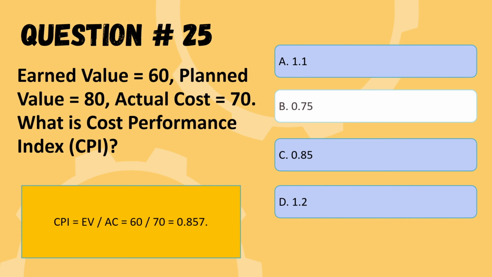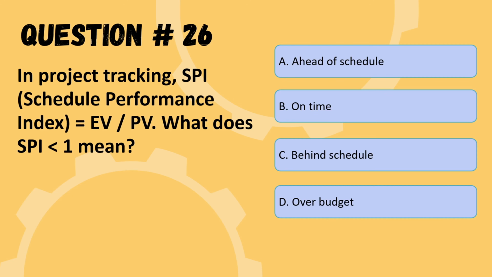So we are moving to the next question. Next question is, in project tracking, SPI, which is your schedule performance index, is equal to earned value divided by planned value. Then what does SPI less than 1 mean? Options are project is ahead of schedule, project is on time, behind schedule, or over budget. So the correct option is project is behind schedule.